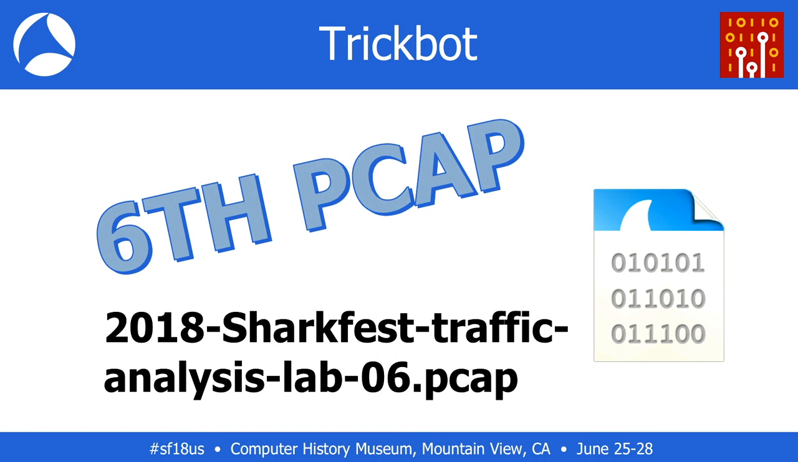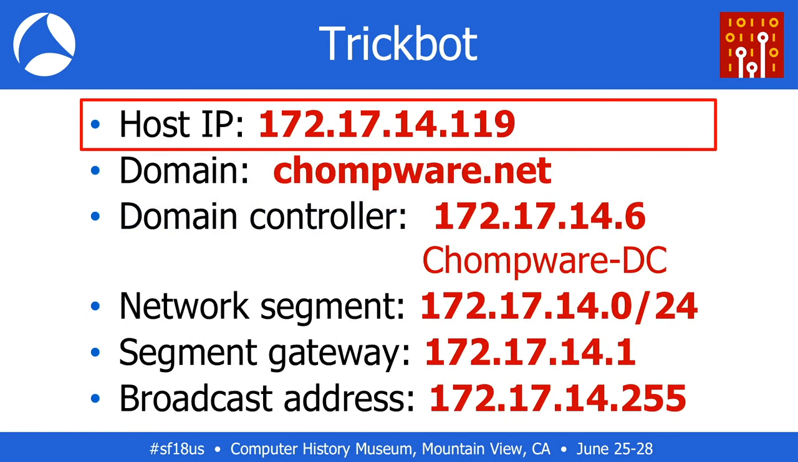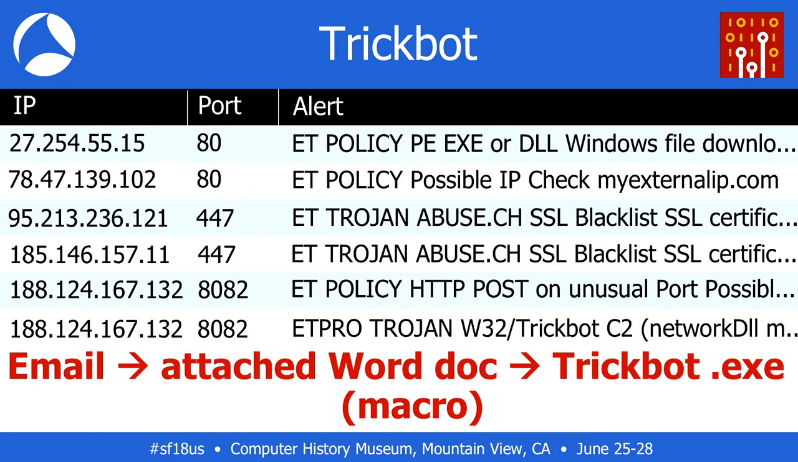6PCAP, this is TrickBot. TrickBot is another backdoor information stealer type Trojan. So what we're looking at, this domain is called chompware.net. Here's your IP address. This is very similar to what we had with Emotet, where you've got a download of a Word document. It's the same infection path, and there's an email involved, so you generally don't see that initial Word document where you have to enable macros. Then it grabs the TrickBot executable. Now, TrickBot is generally encrypted post-infection traffic, and it's got some interesting HTTP traffic on TCP port 8082.